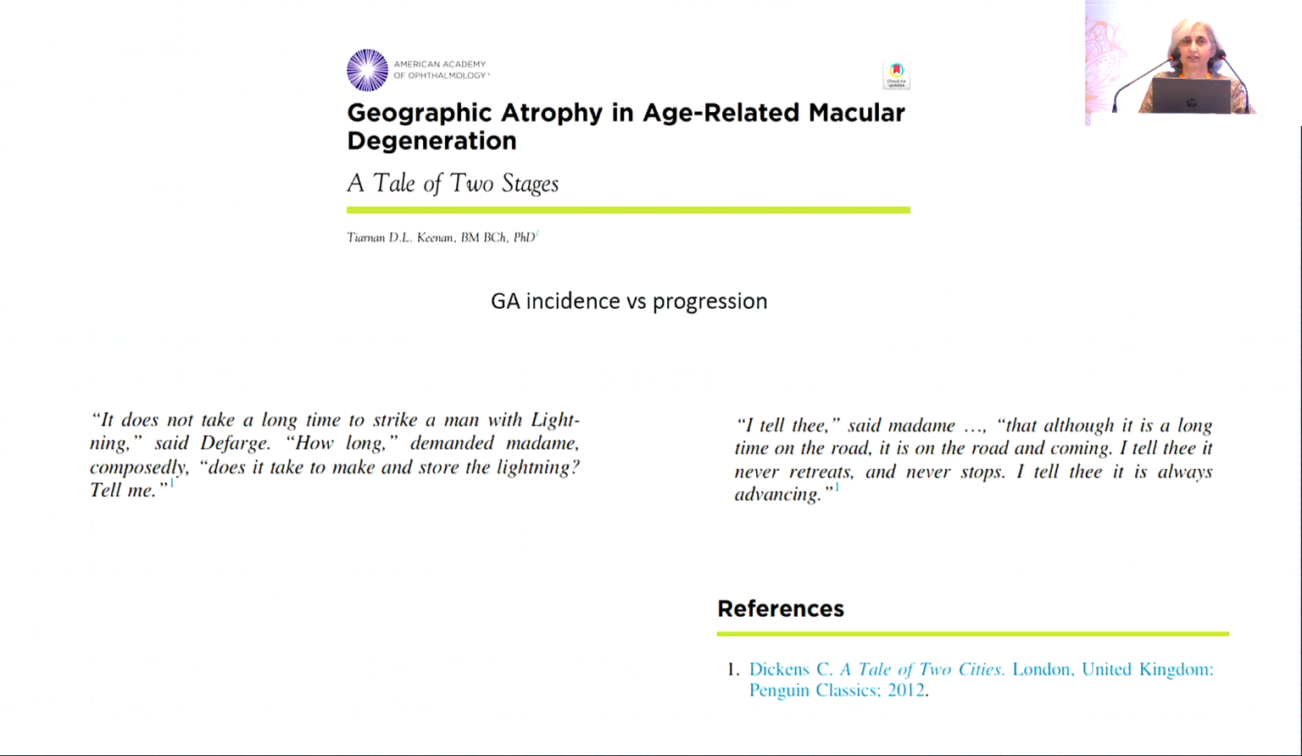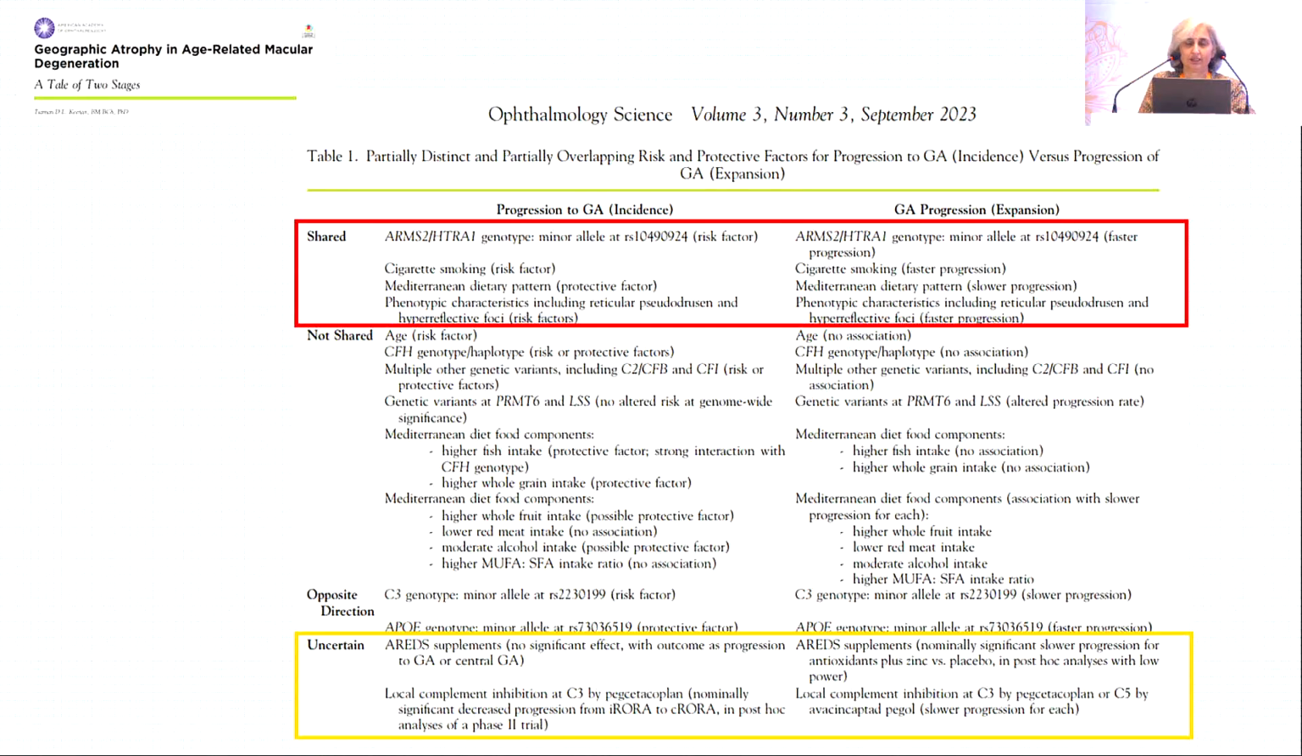And I think nothing describes geographic atrophy better than this article, which tells us we really don't know much about it at all. We don't know when it comes, but we know it progresses. How to stop it, we are not sure. And this table tells us that there are few shared criteria which tell us that incidence and progression can both be predicted. And most important is the genetic makeup of the individual, and I'll show you a slide later.